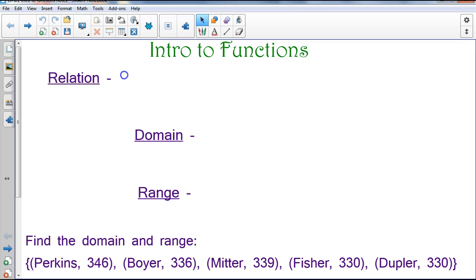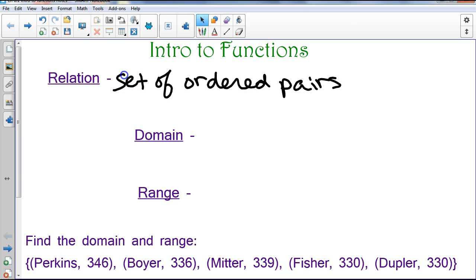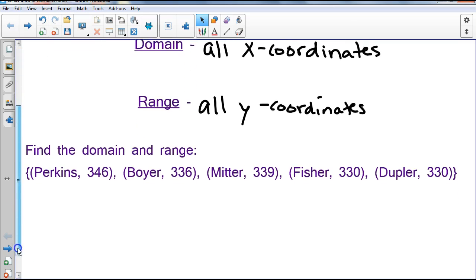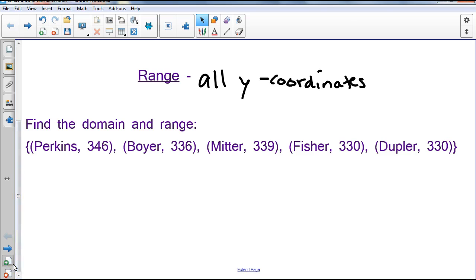A relation is a set of ordered pairs. A domain is all the x-coordinates, where the range is all the y-coordinates. So if I have a list of points, this is called a relation, a set of ordered pairs.